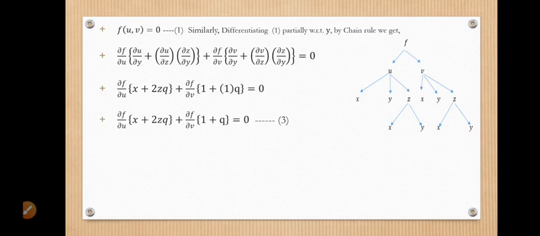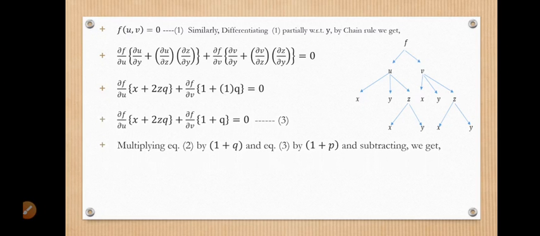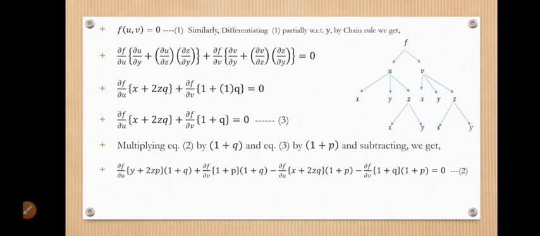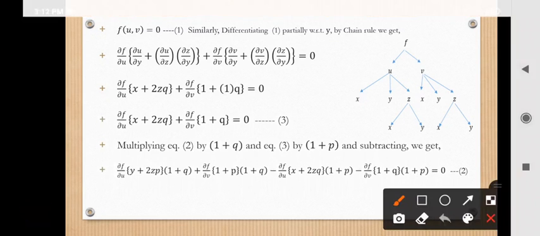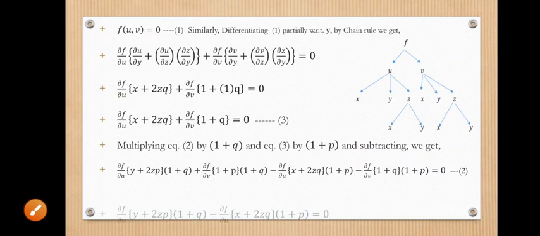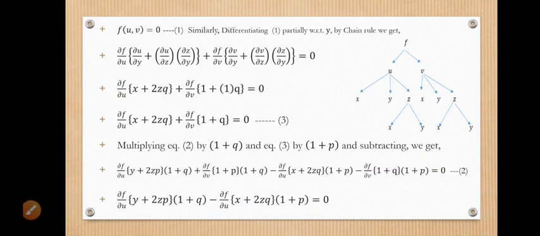So we can eliminate them by making one of these terms' coefficients equal with some multiplication. So multiplying equation 2 by 1 plus q and equation 3 by 1 plus p and subtracting the obtained results, we get this equation. You may observe here the second term and the last term get cancelled as they are having opposite sign. So we get ∂f/∂u into y plus 2zp into 1 plus q minus ∂f/∂u into x plus 2zq into 1 plus p.